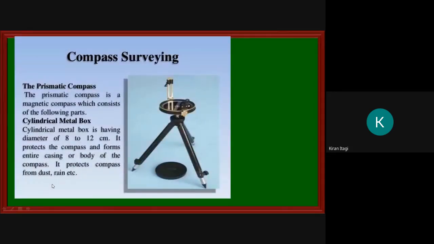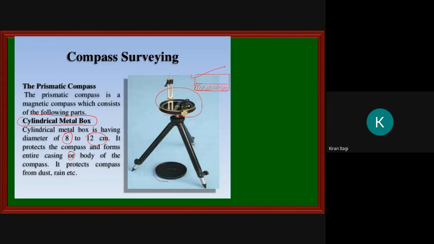The prismatic compass is a magnetic compass which consists of the following parts. The first one is the cylindrical metal box, which covers the compass. The cylindrical metal box has a diameter of 8 to 12 centimeters. It protects the compass and forms the entire casing of the compass. It's like when you buy a new mobile phone, it is packed in a cardboard box. In the same way, this is covered with the metal box.